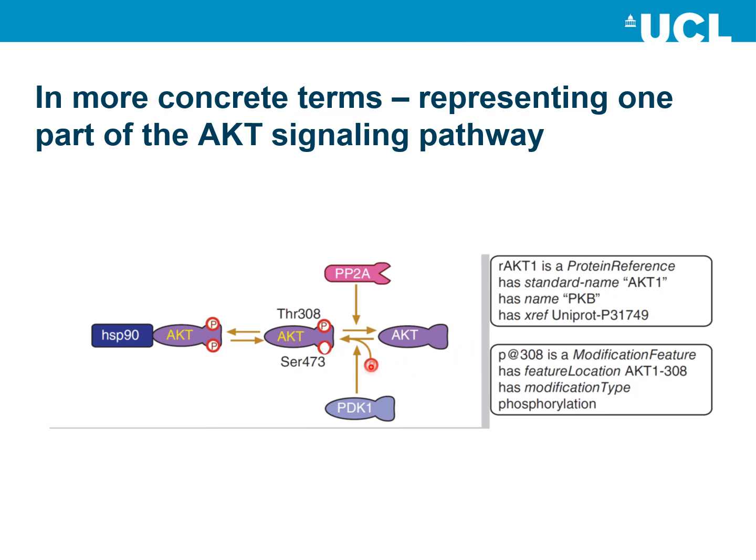How to describe the phosphorylation? Well, P at 308 is a modification feature. It has feature location AKT1 308, and has modification type phosphorylation. So this is basically how the ontology works. It has declarative statements about components in the pathway, but also reactions in the pathway. And it tries to describe all of the different parts of the pathway and how they work.